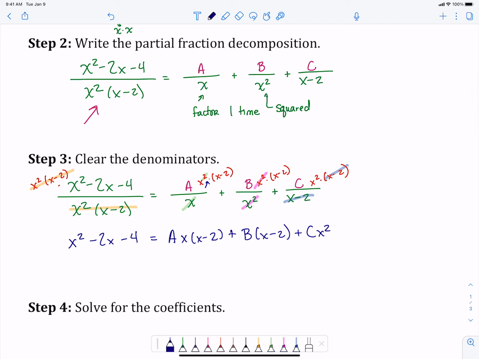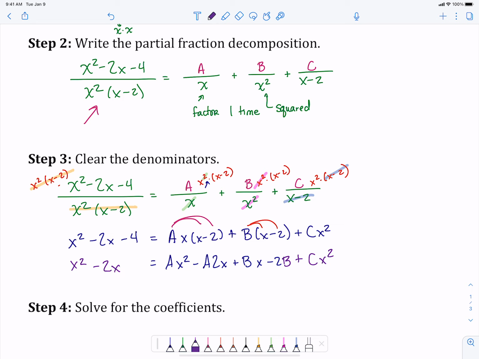And so again, what we're trying to do is figure out what A, B, and C need to be so that when we do all of this distributive property, multiplying Ax through times our x minus 2 and multiplying our B times our x minus 2, and then plus C x squared, we can combine our like terms. We want to figure out what capital A, capital B, capital C need to be so that we get this quadratic that we have sitting here on the left-hand side.